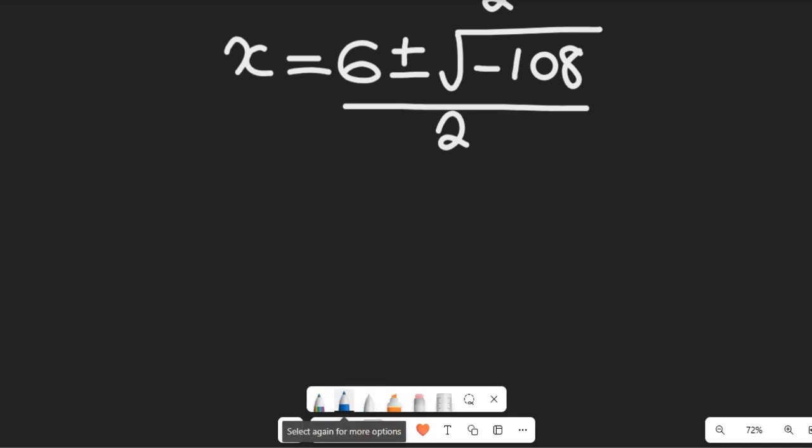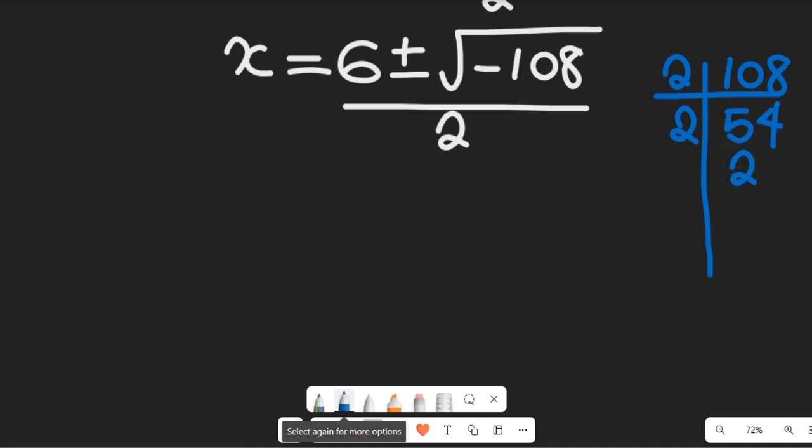108, we can find the factors of 108. 2 can divide it: 108 divided by 2 will give us 54, and 54 divided by 2 will give us 27. Then 3 can divide 27 to give us 9, 9 divided by 3 will give us 3, and then 3 divided by 3 is going to give us 1.